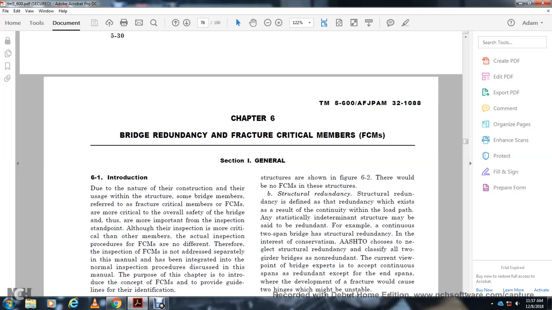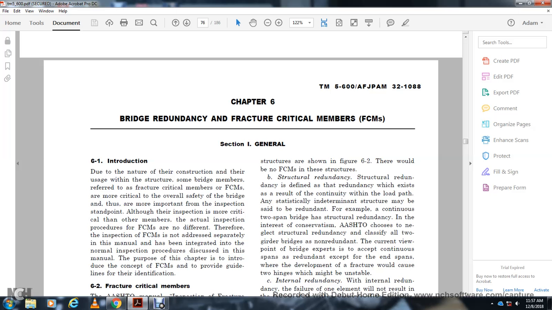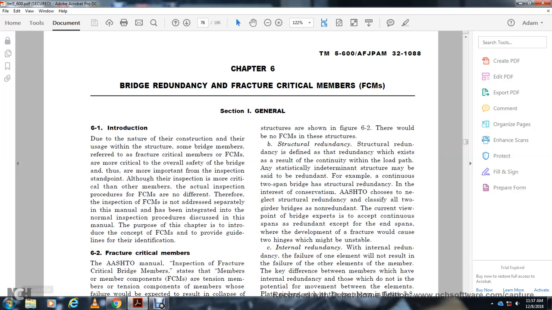Although their inspection is more critical than for other members, the actual inspection procedure for fractional critical members is no different. Therefore, the inspection of fractional critical members is not addressed separately in this manual, but is integrated into the normal inspection procedure discussed in this manual. The purpose of this chapter is to introduce the concept of the fractional critical member and to provide guidelines for their identification.